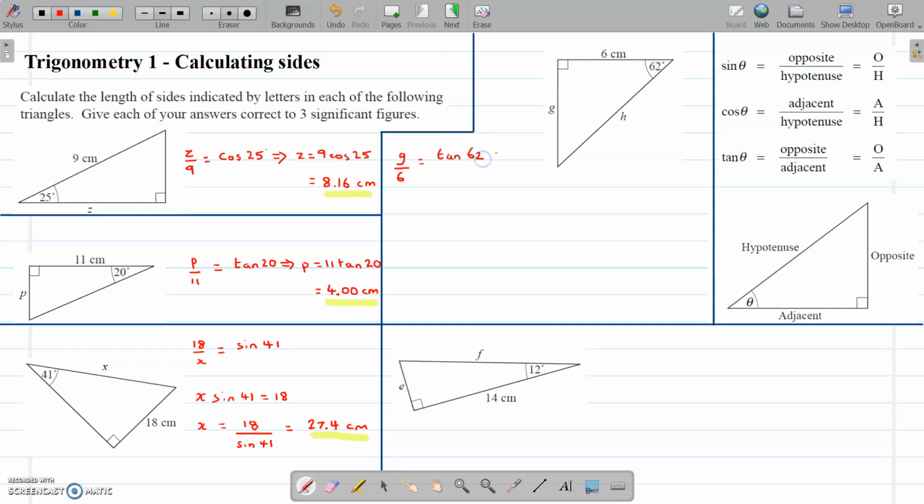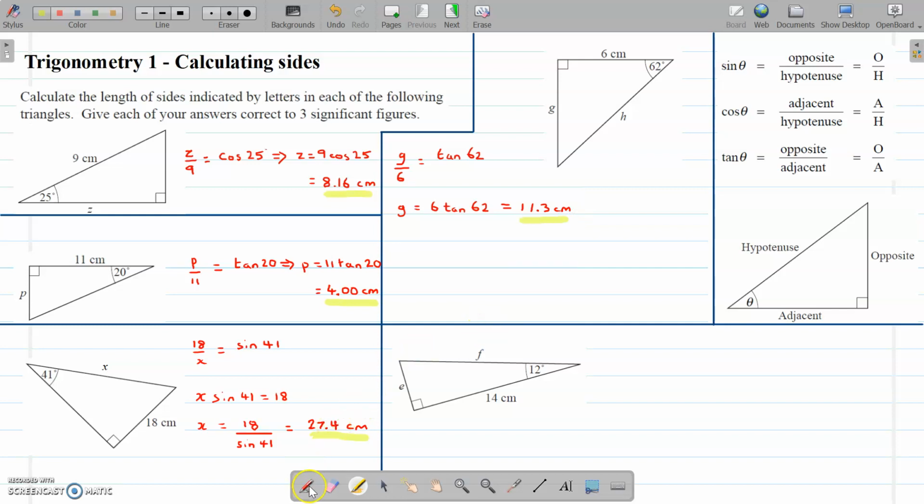Okay, that means that G is equal to 6 times the tan of 62. So this is a straightforward one where we're multiplying, and if you put 6 tan 62 into the calculator, to 3 significant figures you get 11.3 centimeters. And that seems a reasonable answer for that question.